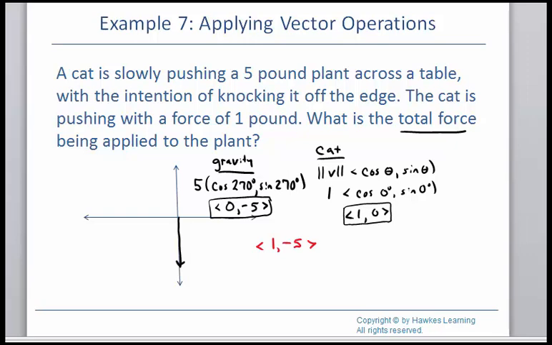Now, in order to actually find this force, we need to find the magnitude. And so we come back and we use our same formula for magnitude that we've used in the last couple of examples. We're going to have 1 squared, we're going to have -5 squared underneath the square root. So 1 plus 25. And so my total force is going to be the square root of 26. All right, which is roughly, if I go to my calculator, 5.1 pounds.